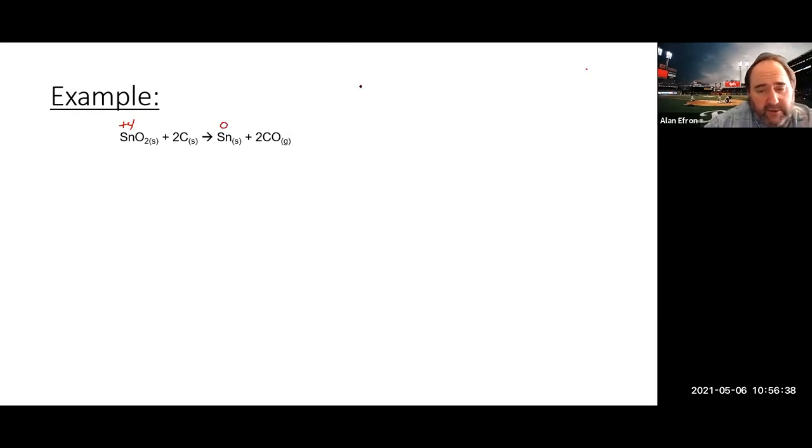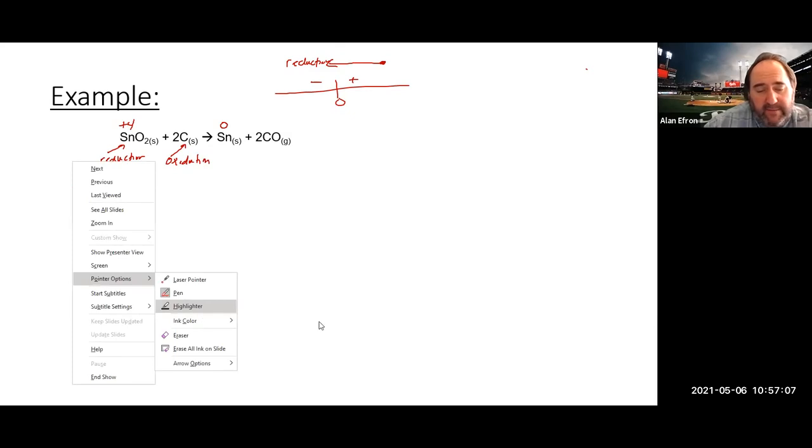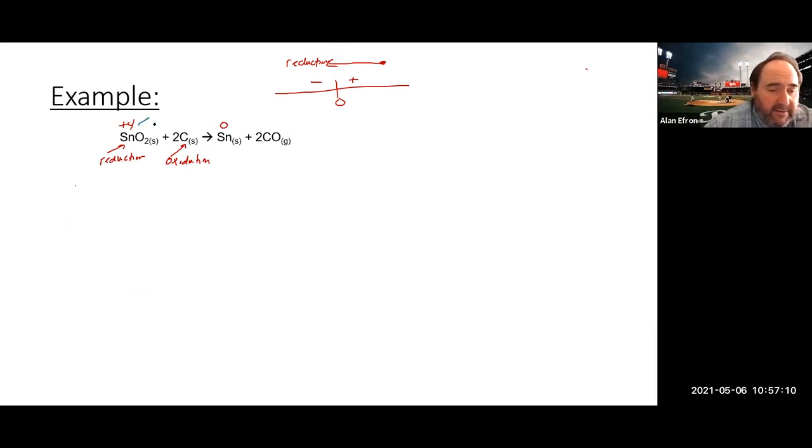And again, if you're not sure, you can look at your number line and say, okay, tin started at +4 over here, and it's ending at 0, which means it is going through reduction in this case. So we know that the tin here is going through reduction. By default, that means that the carbon should go through oxidation. And what would that mean in terms of our reducing agent and oxidizing agent? That would mean that the tin here, tin 4, is our oxidizing agent. The carbon here is our reducing agent. Any questions on that?